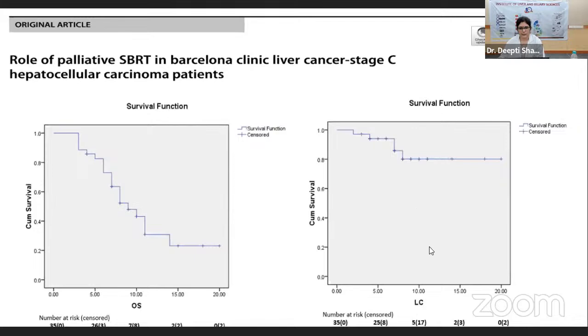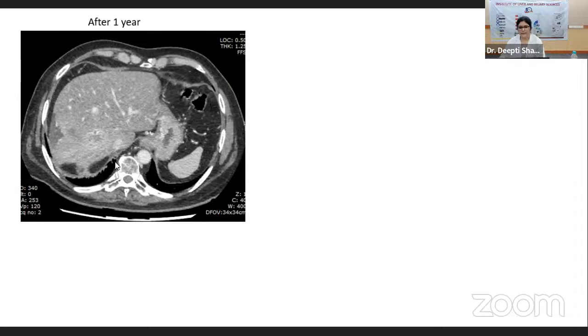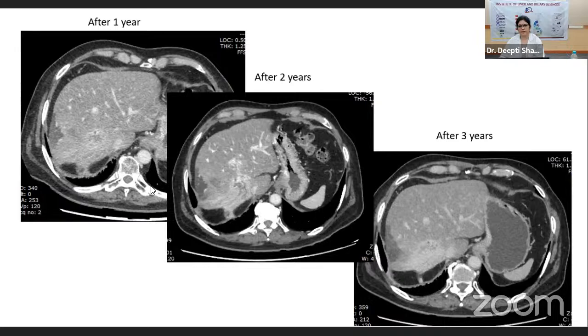In case one, we have a large tumor in an elderly male, a 10 centimeter tumor in segment 6 and 7 with VP4 tumor thrombosis, which can be easily seen on this MRI picture. We gave a radiation dose of 40 gray in 6 fractions to the tumor as well as the PVTT. The patient has a very high PIVKA of 66,000. Further, there was a complete response in the follow-up at 1 year, 2 years, and even after 3 years the patient is doing well, although the patient was kept on sorafenib tablet post-radiation therapy.